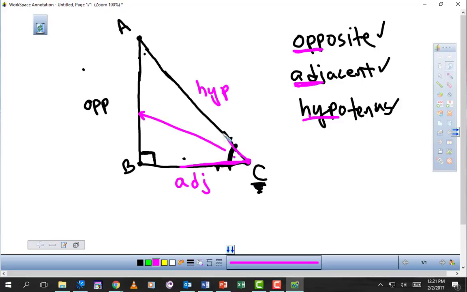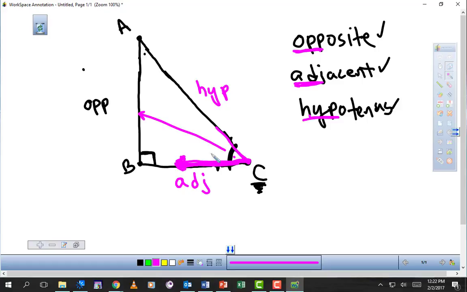The opposite side doesn't really touch. There's your angle C, and its opposite side is over here. The opposite side doesn't touch the angle, but the adjacent side does touch the angle right here. It extends from this vertex going this way. You can always tell which one is the adjacent side by that idea. The opposite side is over here, and the hypotenuse is always the longest side.